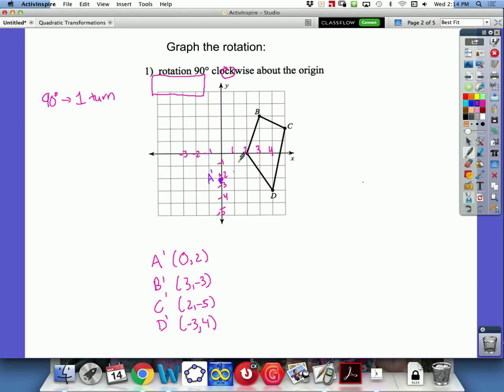My B prime was at 3, -3. C was at 2, -5. And D is at -3, -4. And now I can reconnect my dots, and hopefully you do a better job at getting them straight than me.